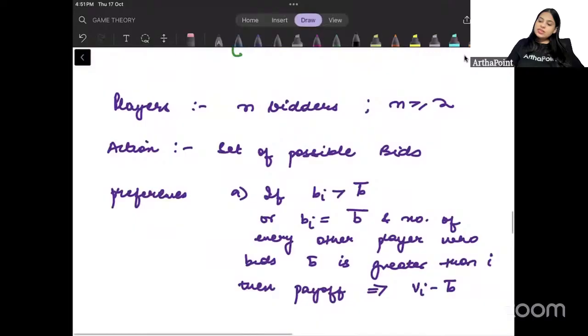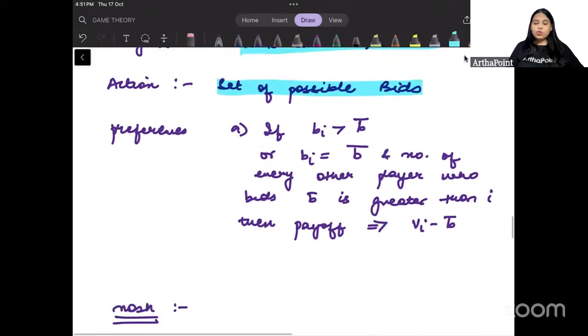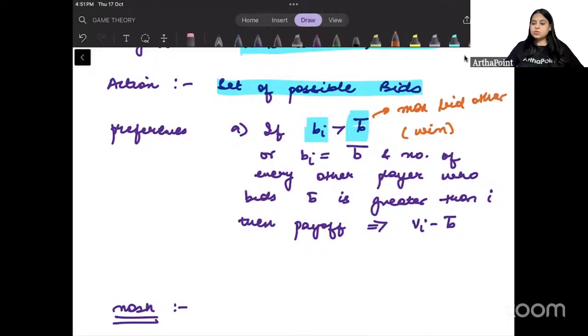So we are assuming that there are 2 or more players, right? And each of them has an action. Action क्या है कि bid करना है. And I have told you the preferences कि अगर आपका bid B bar से ज़्यादा है, here B bar represents the maximum bid among other players, then you will win. तो अगर हम बाकी सारे players का maximum निकालें and your bid is more than that, then you will win.